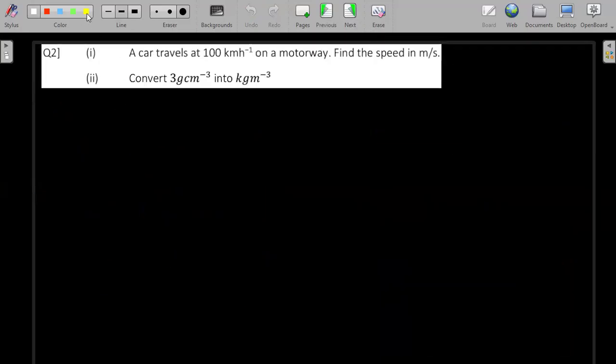So this one is on unit conversions, and we're going to be using dimensional analysis. So meaning that we have to know the conversion factors. Here they're saying a car travels at 100 kilometers, and then they have put hour to the power minus 1. So kilometers and then hour to the power minus 1. This is the same as kilometers divided by hour, or you can simply say kilometers per hour.